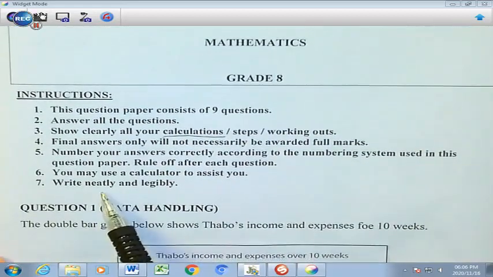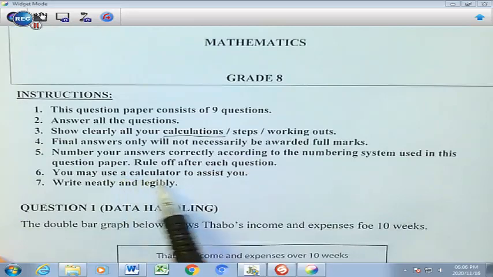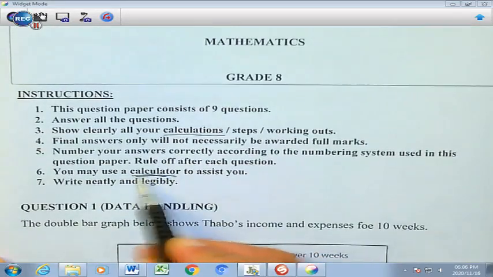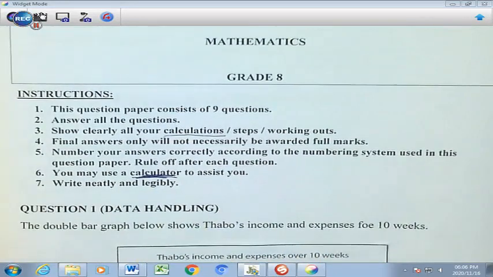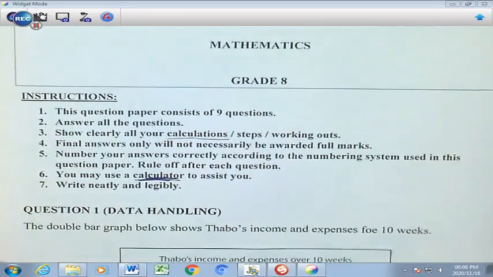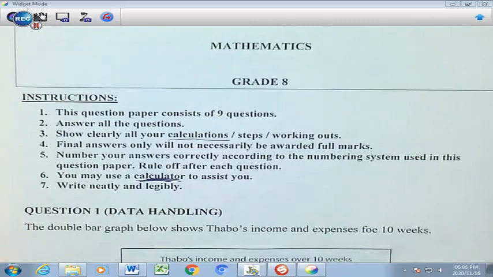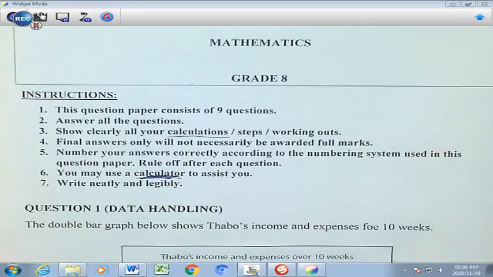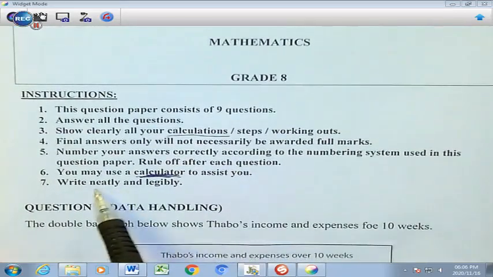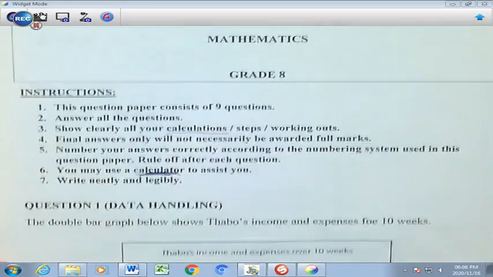And then very importantly, you may use a calculator to assist you. Do not come without a calculator. You are going to have some problems during your examination when you come without a calculator. And then, of course, write neatly and legibly for us to mark your paper.